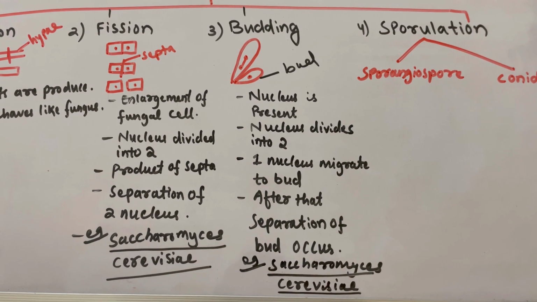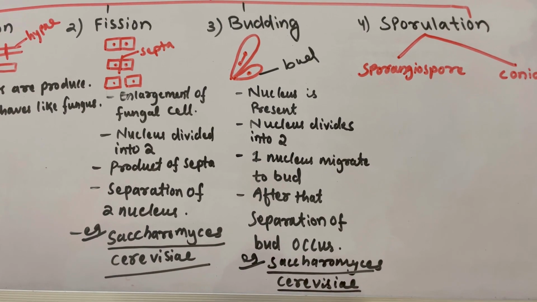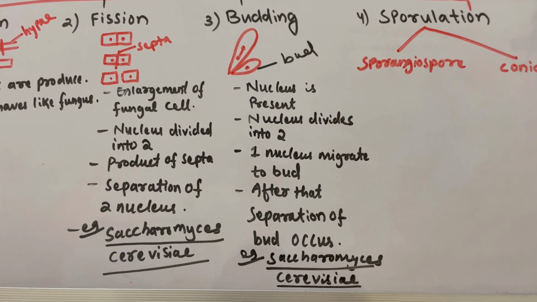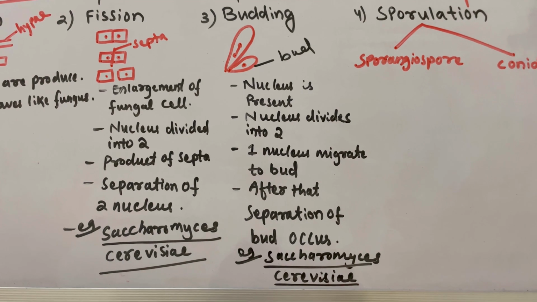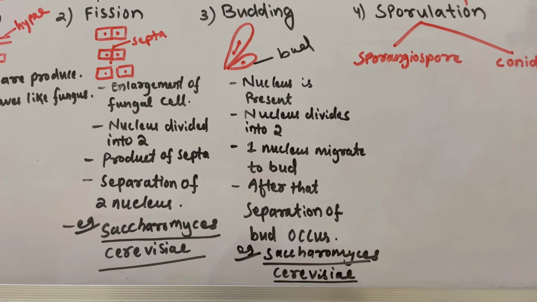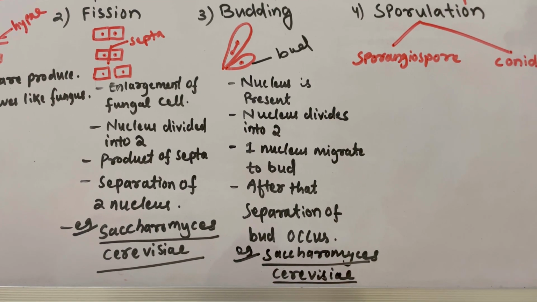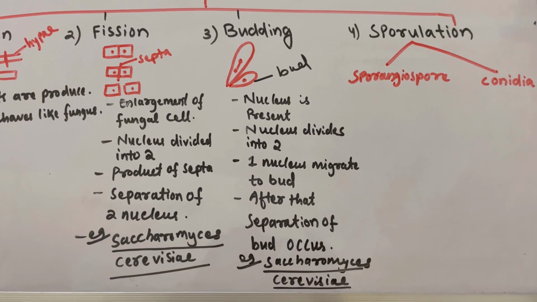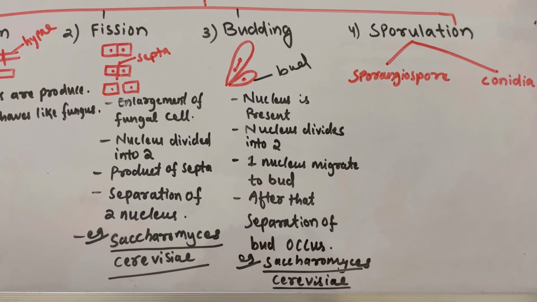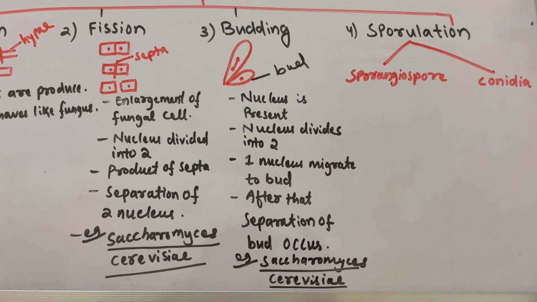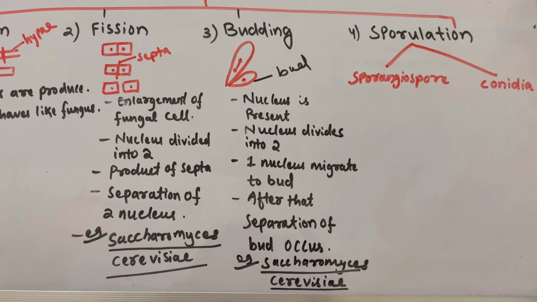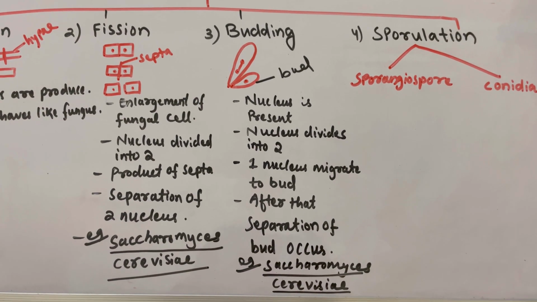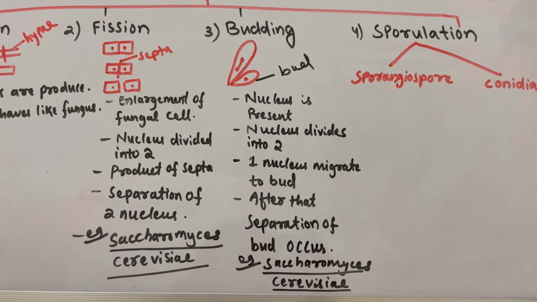Third one is budding. As you can see here, there is a bud which contains a nucleus, and then the nucleus divides into two. One nucleus migrates to the bud. After that, separation of the bud occurs. Example, Saccharomyces cerevisiae. So basically, in budding, in a bud there is a nucleus which is already present. Then the nucleus divides into two. After that, one nucleus migrates to the other bud so that it can separate easily.